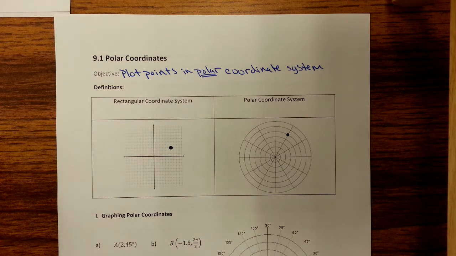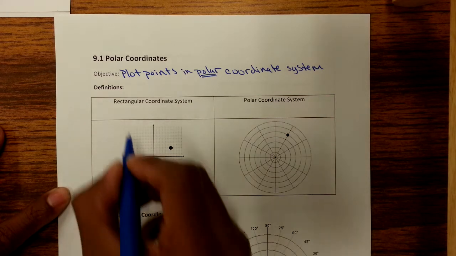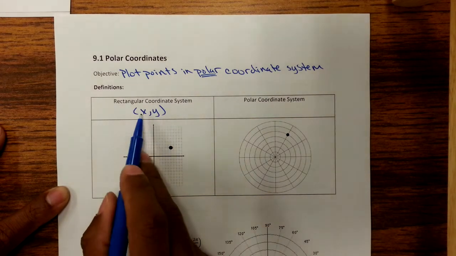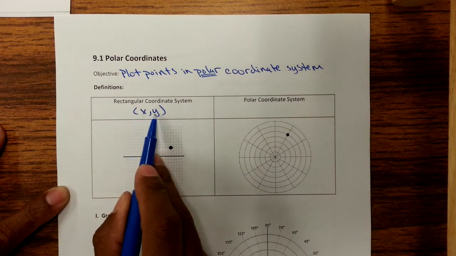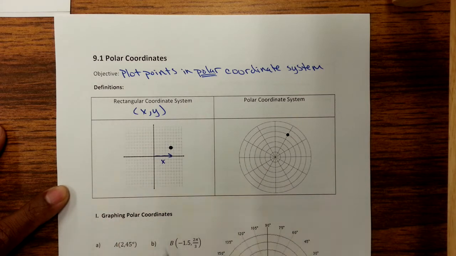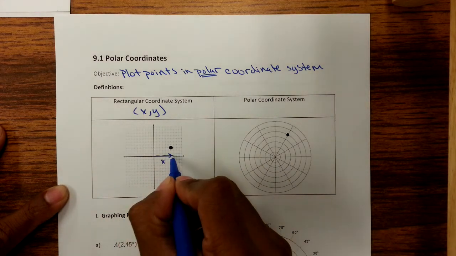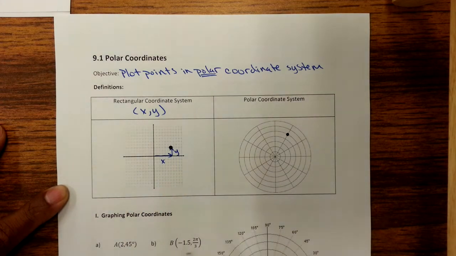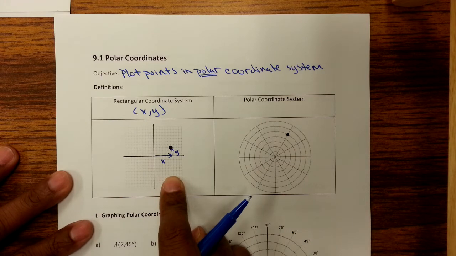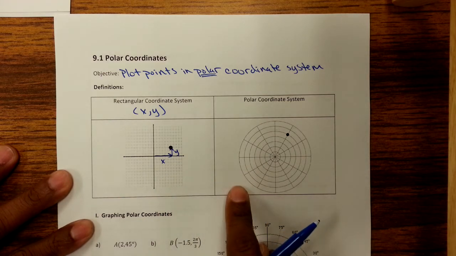Now, the system that we've always used was the rectangular coordinate system, which means that if I give you a coordinate point, such as x comma y, in order to plot a coordinate point in the rectangular system, we always went left or right, x units, and then we went up or down, y units. This was the system that we've always used. However, I want to introduce to you guys what's called the polar coordinate system.